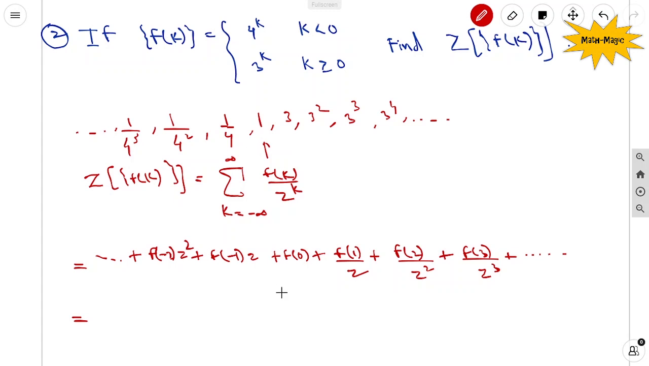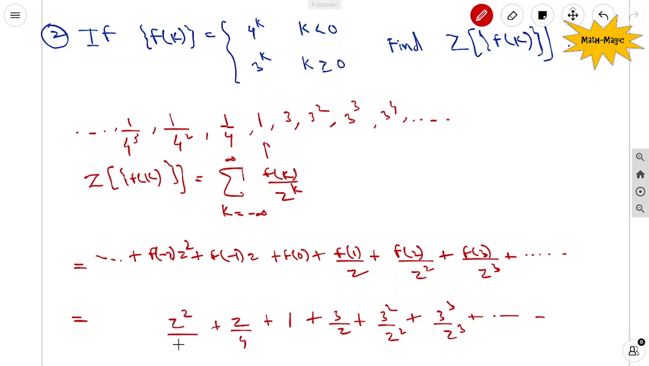Okay, so now let's substitute these values here. So we have f of 0 is 1, so it's 1, plus what is f of 1? It's 3, so it's 3 by z, plus then it's 3 square by z square, plus f of 3 is 3 cube by z cube, plus and so on. Now here f of minus 1 is 1 by 4, so we get z by 4, plus then here it's z square by 4 square, then plus z cube by 4 cube. Okay, so this is the Z transform of the given sequence.